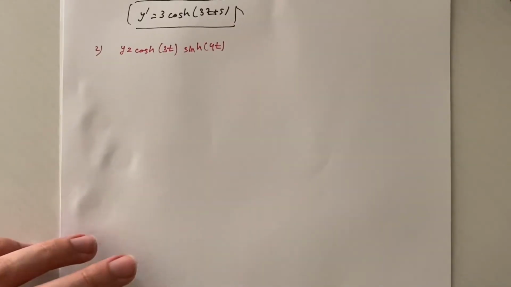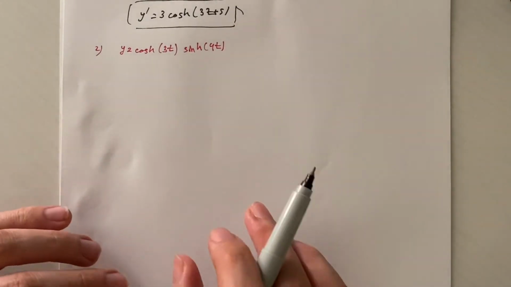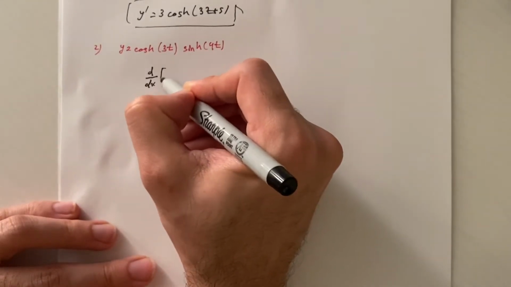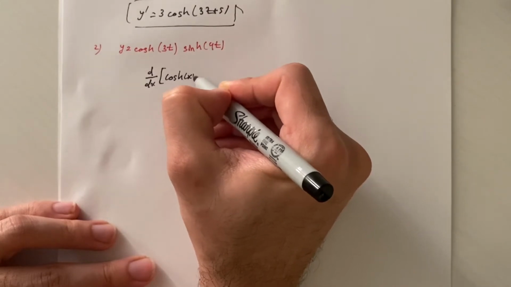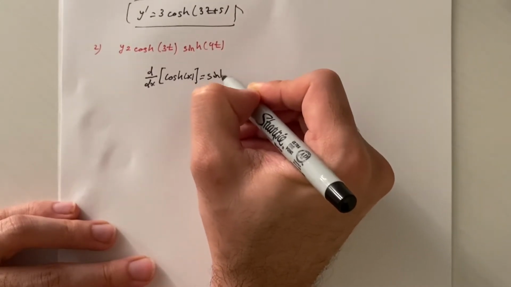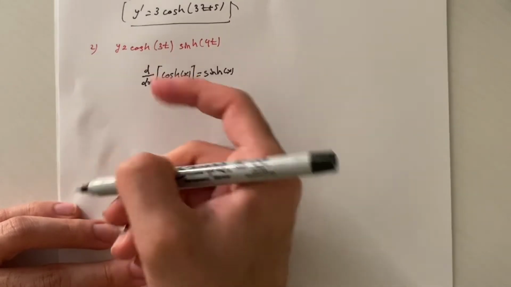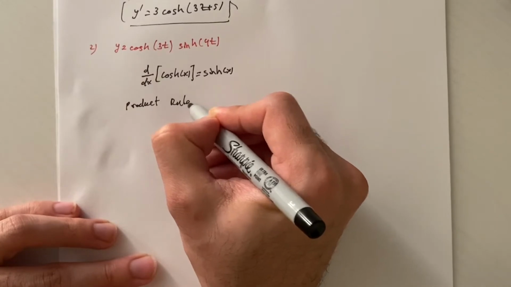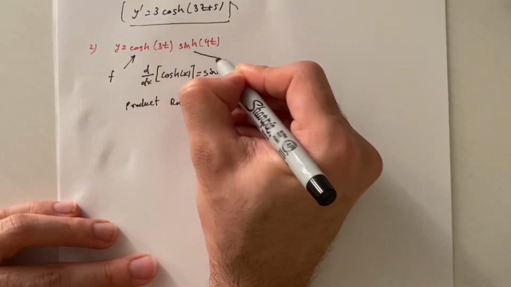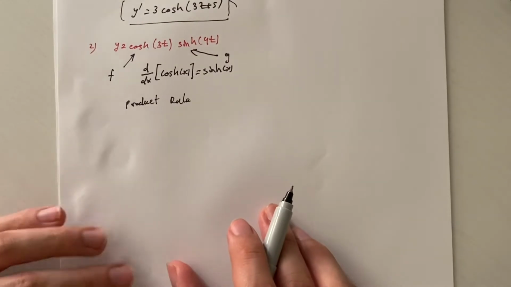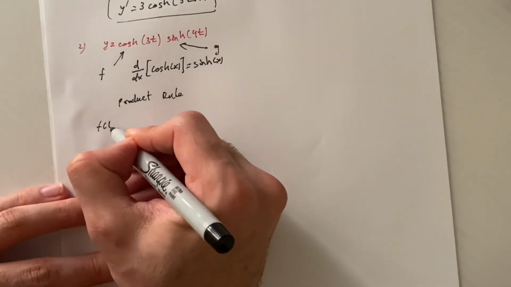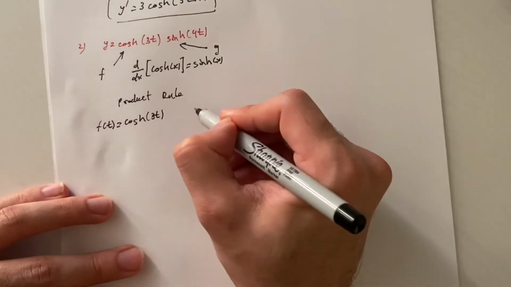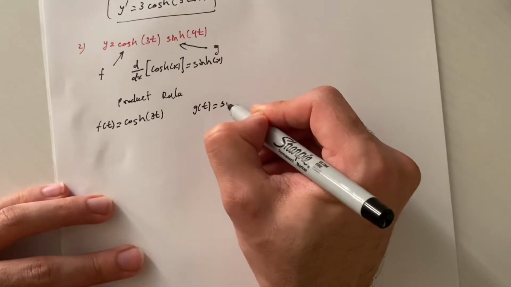Now for part 2, we have this function we want to differentiate. We already know that the derivative of cosh of x is sinh of x, and we already know the derivative of sinh from above. So to differentiate this function, we need to use the product rule. I'm going to assign the first function to f and the second function to g. So f of t is cosh 3t, and the second function g of t is sinh 4t.